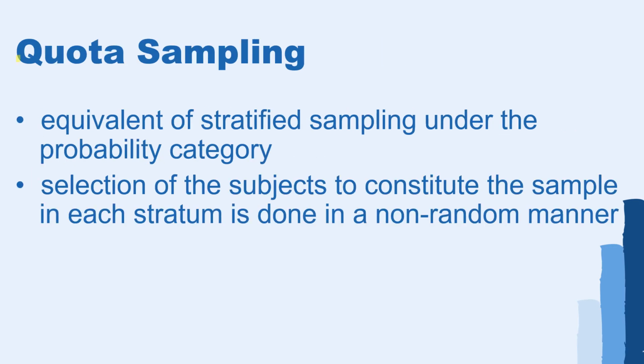Next, you have the quota sampling. It's about the equivalent of stratified sampling under the probability sampling, and the selection of subjects that would constitute the sample in each stratum is done in a non-random manner.